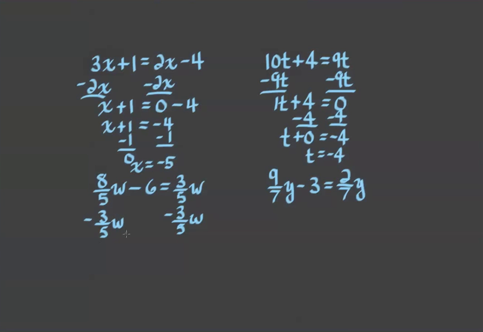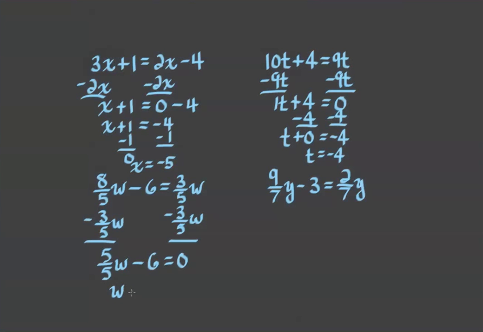If you take away 3/5 w from 8/5 w, that leaves you with 5/5 w. Now we can bring down our negative 6. This gives us 0. 5/5 w can reduce to w. Minus 6 is 0. Let's move over our negative 6 by adding 6 to both sides. And there's our solution. W is 6.